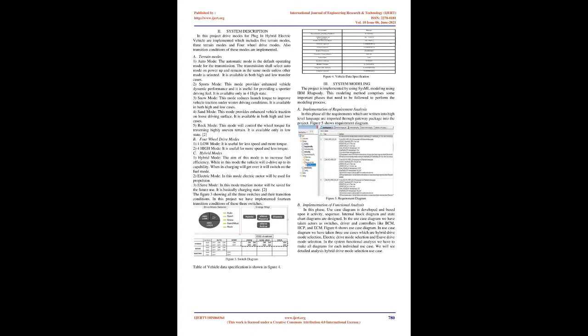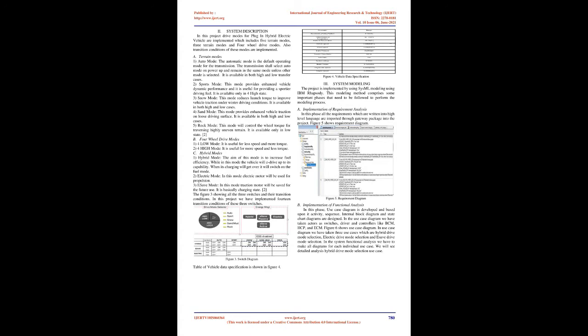A. Terrain modes. 1. Auto mode. The automatic mode is the default operating mode for the transmission. The transmission shall select auto mode on power up and remain in the same mode unless another mode is selected. It is available in both high and low transfer cases. 2. Sports mode. This mode provides enhanced vehicle dynamic performance and it is useful for providing a sportier driving feel. It is available only in 4 high state.